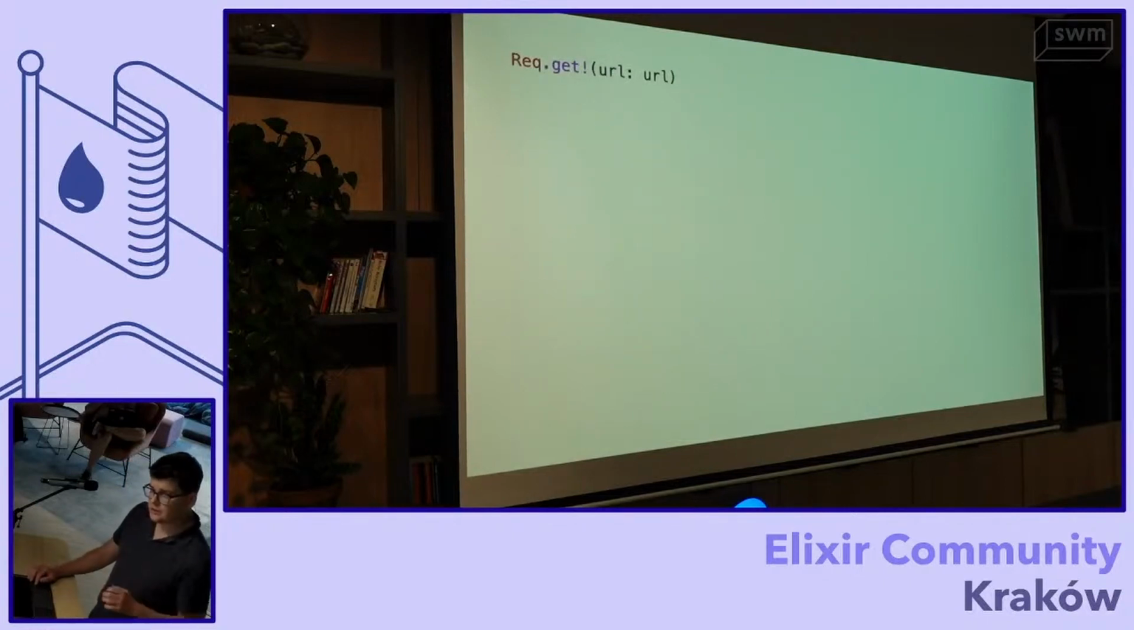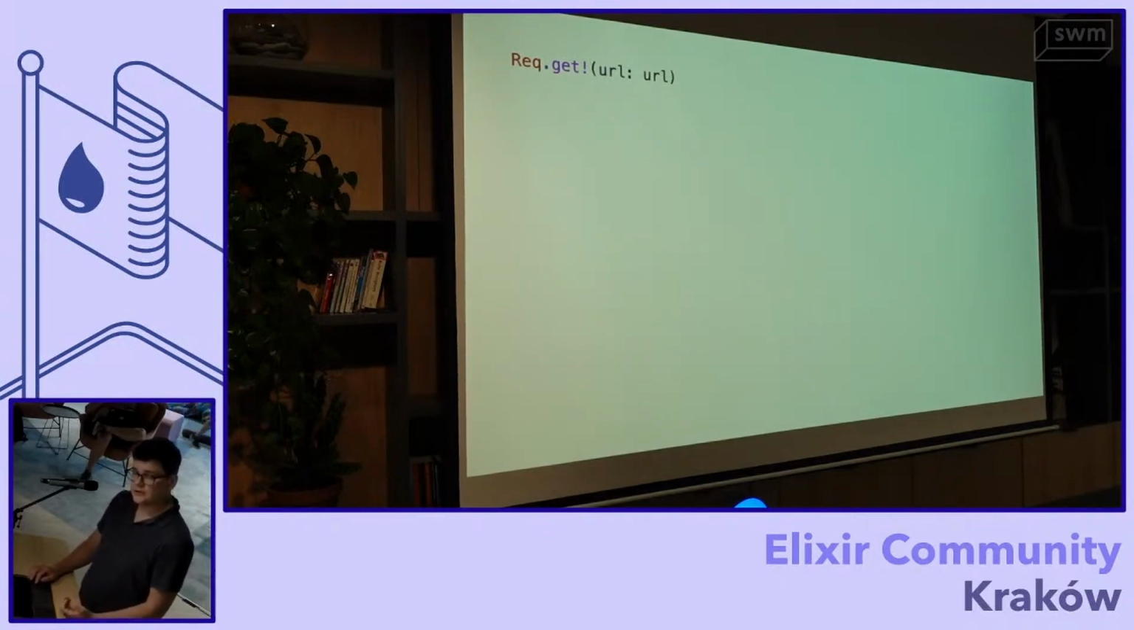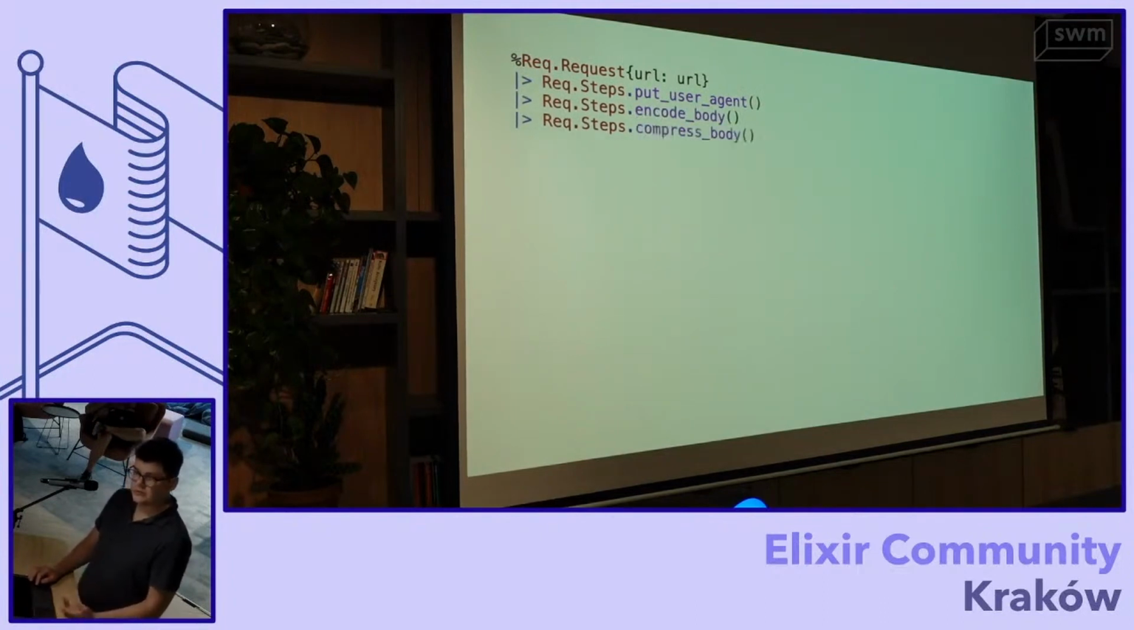So let's describe basically how rec works on a very high level. When we make this call, it is as if we would be building up the struct, and then we would be running steps on it. So here we set the default user agent, and this is a step. This is a request step. These take a request struct and they return it. So we would be kind of piping them. We would set some headers, maybe encode the body, compress it, and so on and so forth. And at the end of the request steps, we would call a special step, which is the adapter step, so making the actual call.